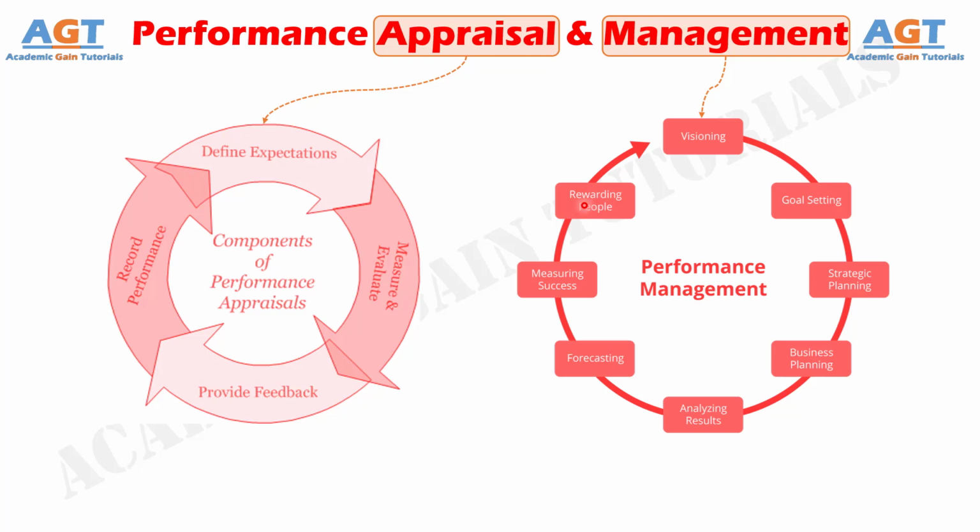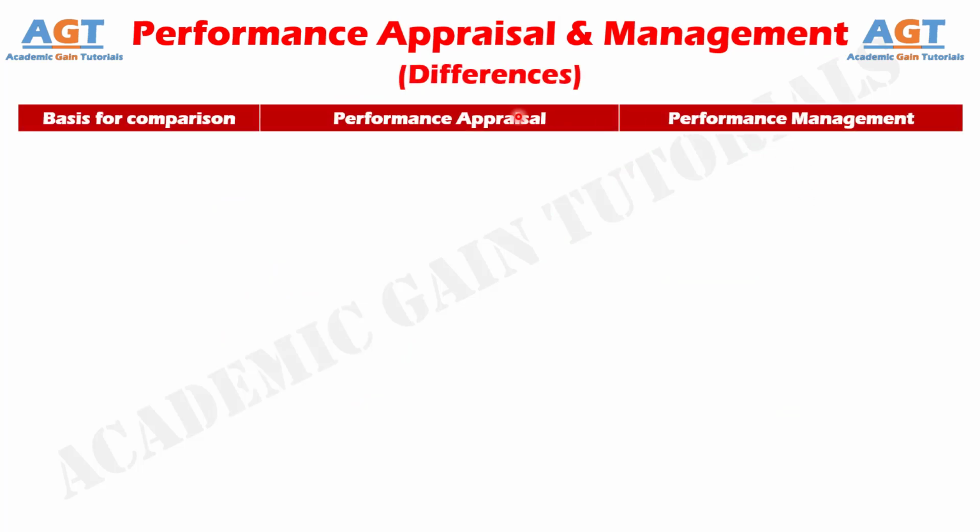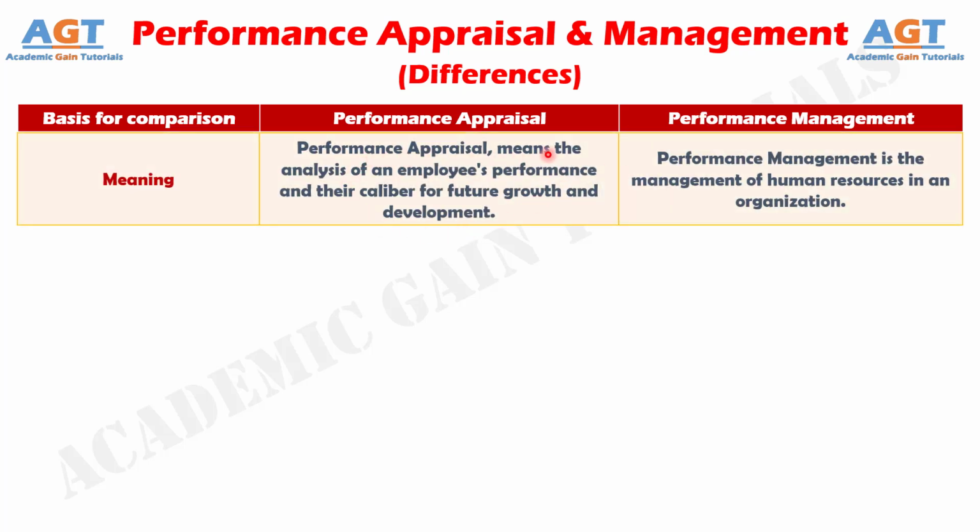While performance appraisal is a yearly system, performance management is a continuous process that does not occur eventually. So, let's look into the basic differences between performance appraisal and performance management in a tabular form. Difference number 1. An organized way of evaluating the performance and potential of employees for their future growth and development is known as performance appraisal, whereas the complete process of managing the human resources of the organization is known as performance management.